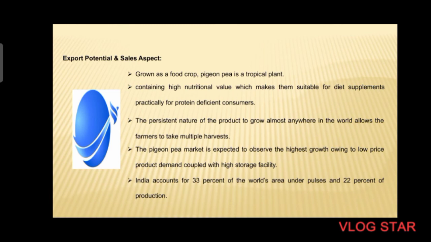Export potential and sales prospects. Grown as a food crop, pigeon pea is a tropical plant containing high nutritional value which makes it suitable for diet supplements, particularly for protein deficient consumers. The persistent nature of the product to grow almost anywhere in the world allows farmers to take multiple harvests. The pigeon pea market is expected to observe the highest growth owing to low price product demand coupled with high storage facility. India accounts for 33% of the world's area under pulses and 22% of production.